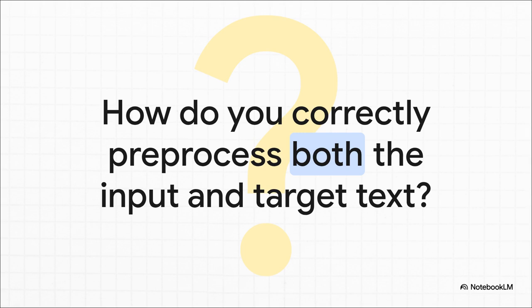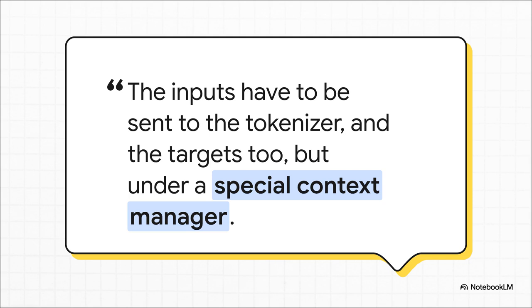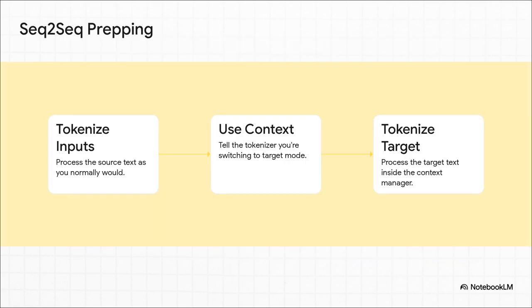You can't just toss them both into the tokenizer the same way and hope for the best. You have to treat them differently. The secret here, the real trick, lies in using what's called a special context manager. Think of it like a switch you flip to tell the tokenizer, hey, pay attention, the text I'm about to give you isn't a normal input. This is a target label. You need to treat it differently. So the whole workflow looks like this. First, you tokenize your input text just like you normally would. No surprises there. Then you open up this special context manager, and inside that block of code, you tokenize your target text. This makes sure that both sides get converted into numbers correctly, but with the very distinct settings that are needed for an input versus a target.